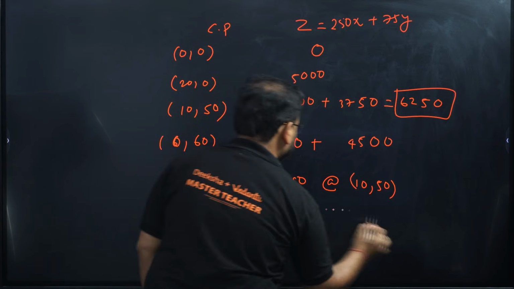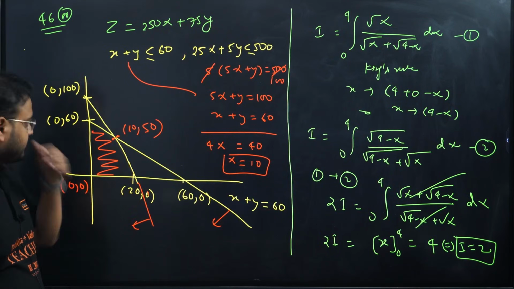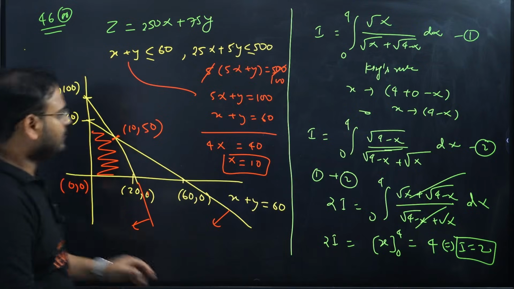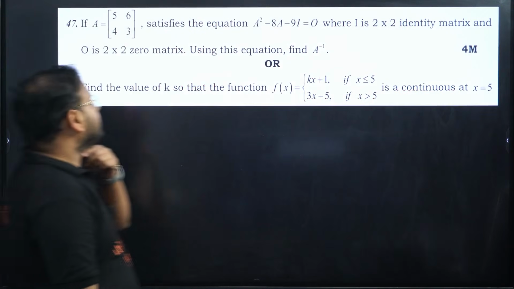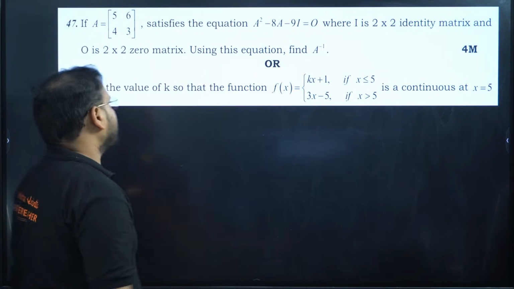This is your final answer. Please check. This is your final answer. Occurs at this point. This is your point of maxima. Clear? Simple question. Okay, done. Now the last problem. 4 marker. Let's solve this and end our session for model question paper number 1.